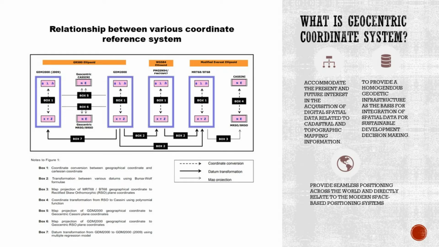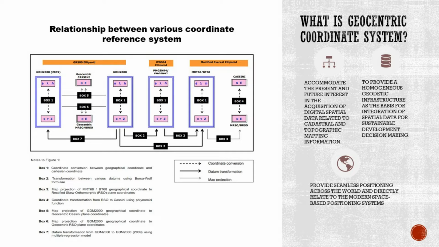Geocentric coordinate system is used to accommodate the present and the future interest in the acquisition of digital spatial data related to cadastral and topographic mapping information. The highlight is to provide a homogeneous geodetic infrastructure as the basis for integration of spatial data for sustainable development decision-making. They recognize the shortcomings of local datums and propose that the country needs to adopt a new geocentric datum for its acquirement of 3D geodetic spatial referencing.